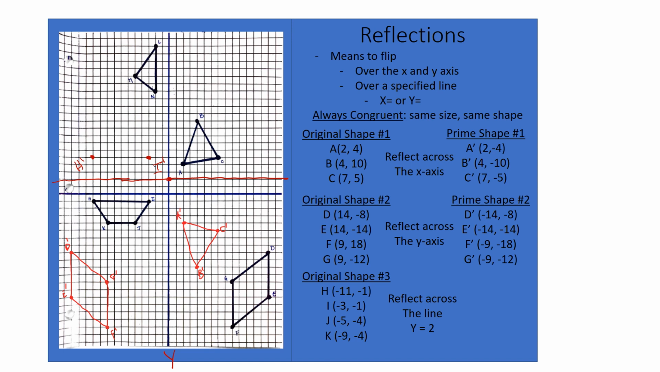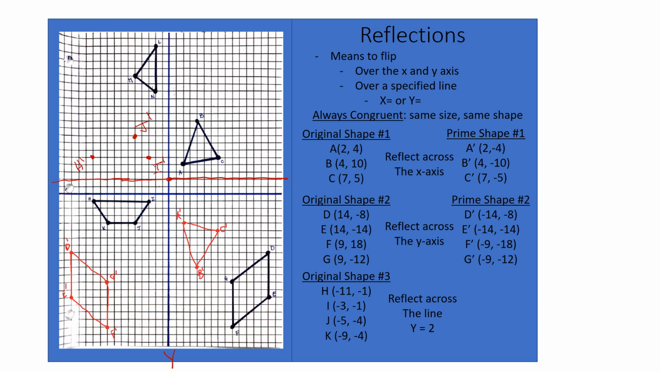Put your pencil on point J and count to the line that we drew. 1, 2, 3, 4, 5, 6. It took us 6 units to get to the line, so we're going to go 6 more. 1, 2, 3, 4, 5, 6. I would draw my point and label it J prime.